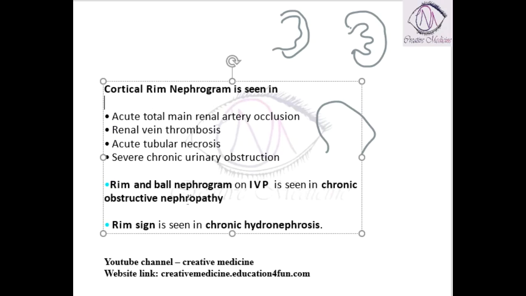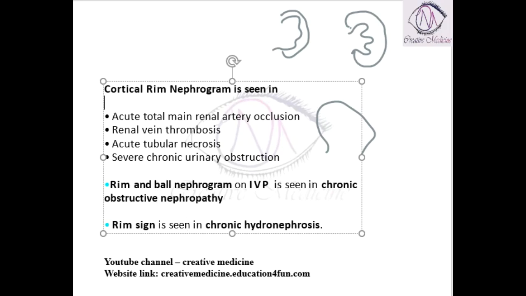Then the second type is the rim and ball nephrogram. This rim and ball nephrogram is seen in chronic obstructive nephropathy. In chronic obstructive nephropathy, we see a rim and ball nephrogram.